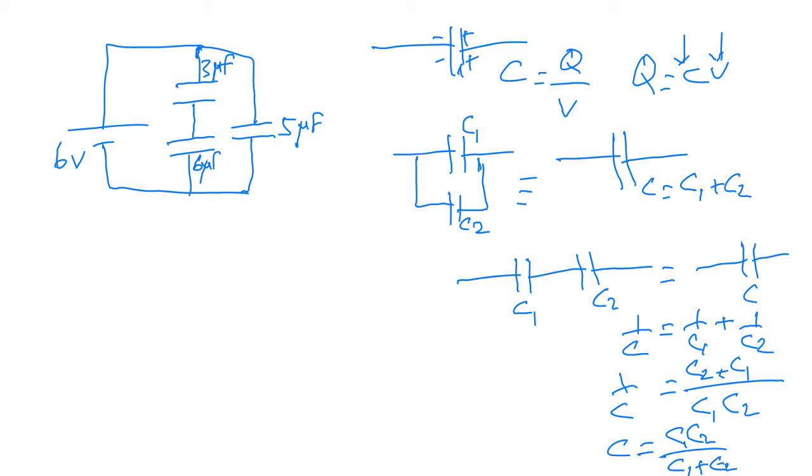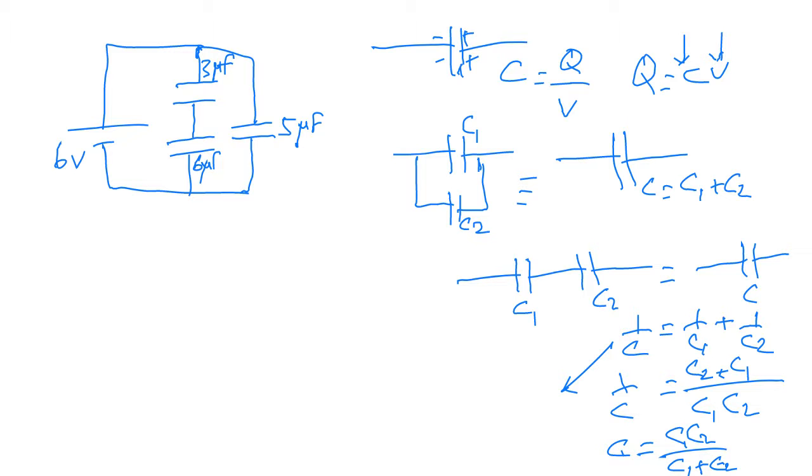This is a simple expression, especially when you have only two capacitors. When they're in series, you can find it using this expression: you take the two capacitance values, multiply them, and divide by the sum, which gives you the equivalent capacitance. Or you can use 1 over C is 1 over C1 plus 1 over C2, but don't forget that at the end you're supposed to flip it to get C. That's the basic stuff you need to know.